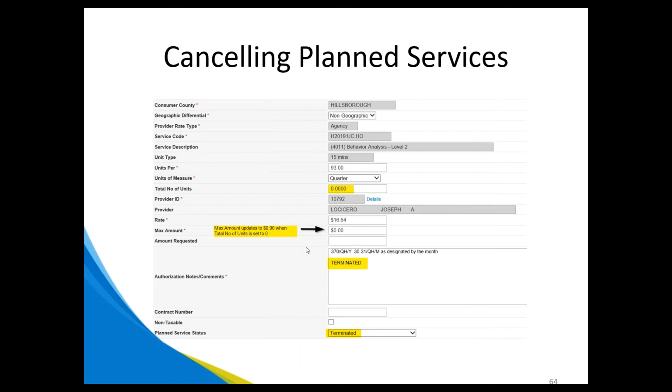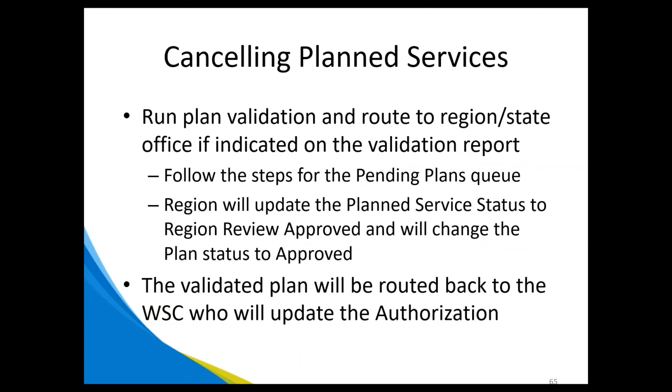So here we are. We've opened the service. We zeroed out the total number of units, which automatically then zeroed out the dollar amount. We've added in the comment for terminated, and we've changed the plan service status to terminated.